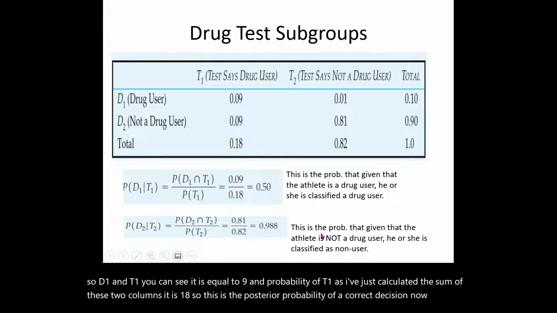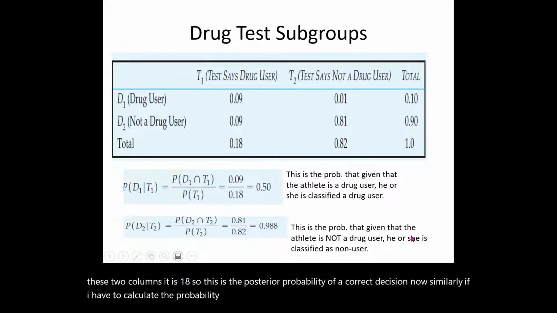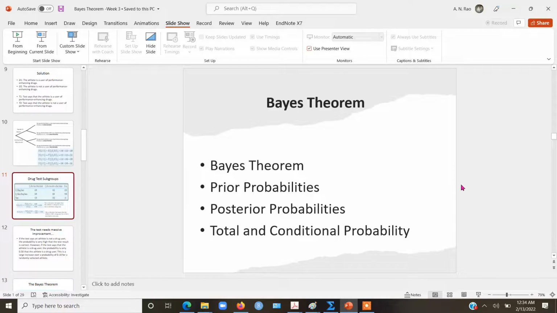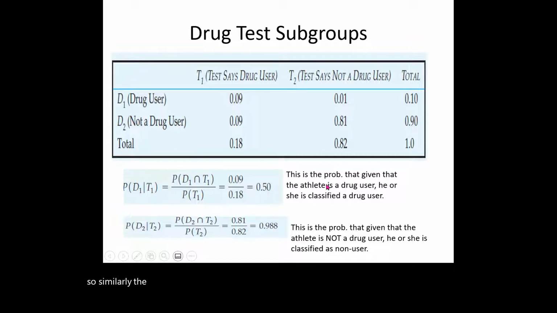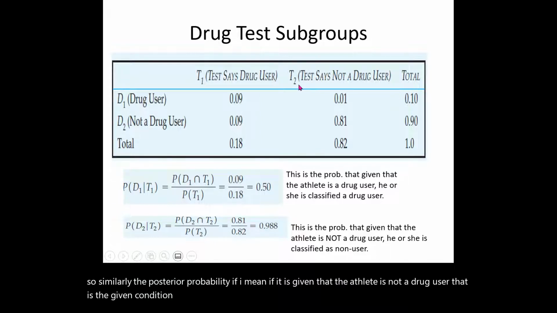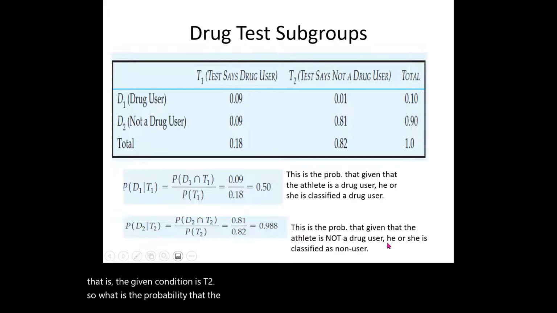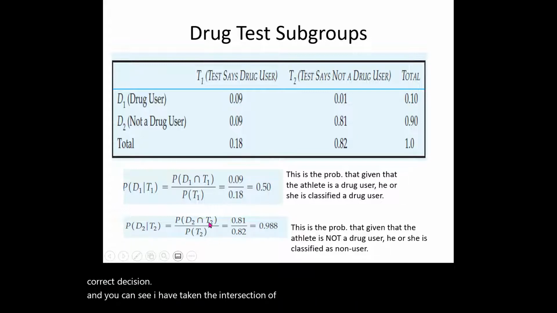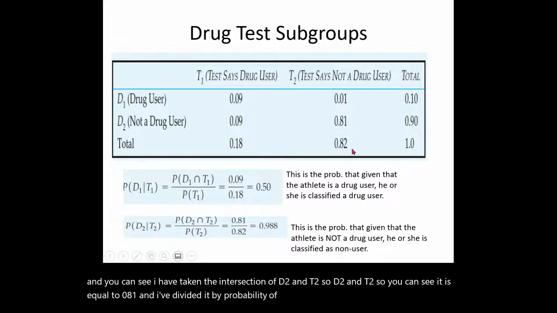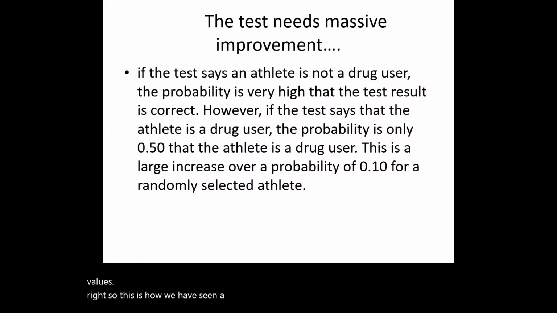Now similarly, if I have to calculate the probability, given that the athlete is not a drug user, what is the probability that he or she is classified as a non-user? So similarly, the posterior probability, given that the test declares the person a non-user, is T2. So what is the probability that the athlete is actually a non-user? Once again, it's a correct decision, and you can see I have taken the intersection of D2 and T2. So D2 and T2, you can see it is equal to 0.81, and I have divided it by the probability of T2, which is 0.82, based on the sum of these two values, right? So this is how we have seen a typical application of Bayes' theorem.